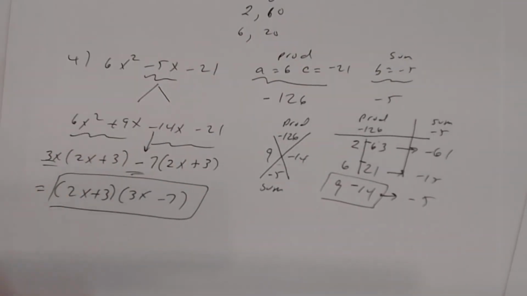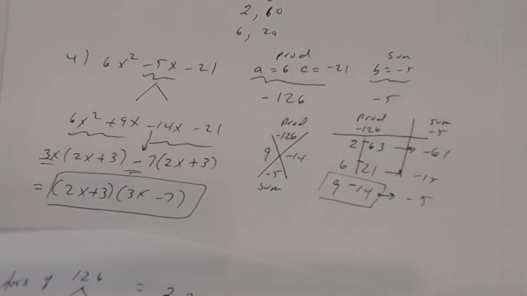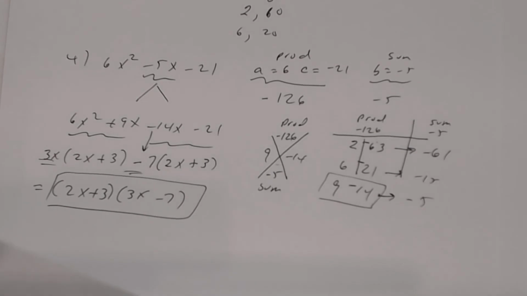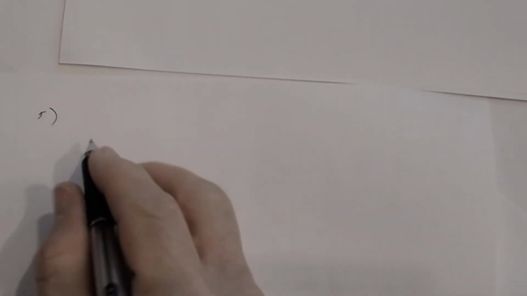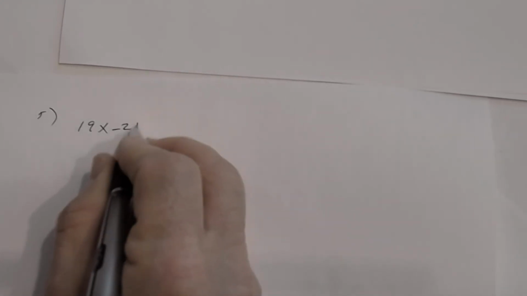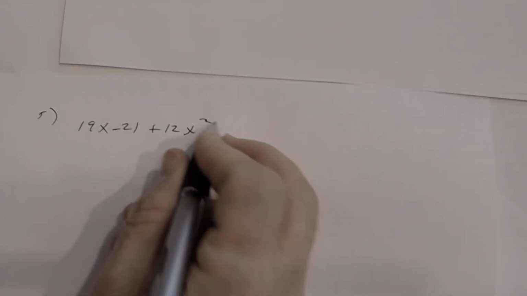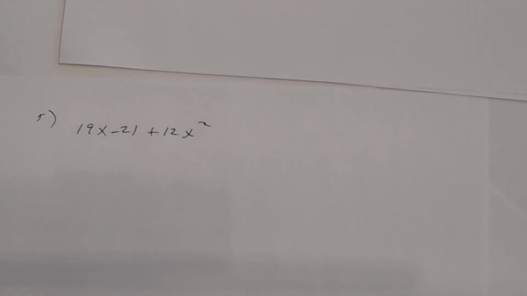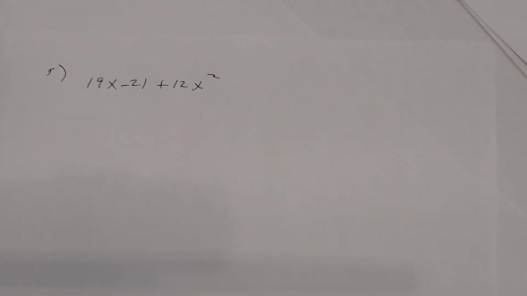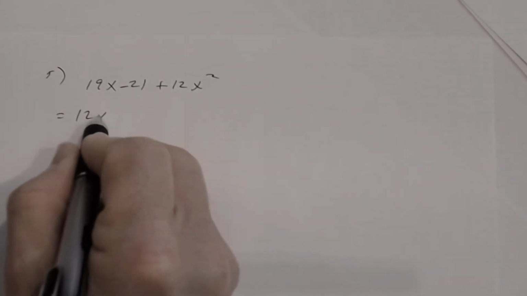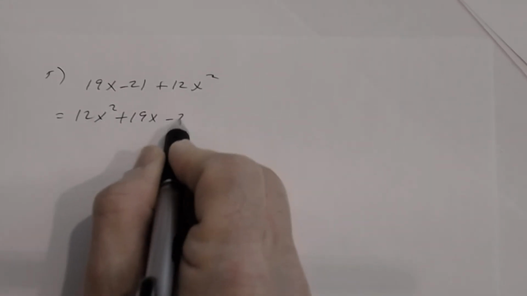So number 5, let's suppose in number 5 we had this. All right, number 5, we have 19x minus 21 plus 12x squared. Okay? So what do you notice about number 5? Well, first of all, it's not in standard form. So let's go ahead and write it in standard form and put it in descending order. Okay? So I'm going to get 12x squared plus 19x minus 21.